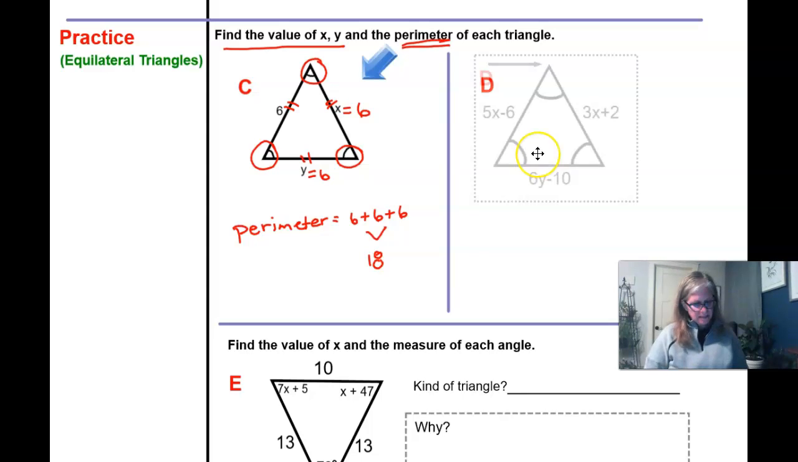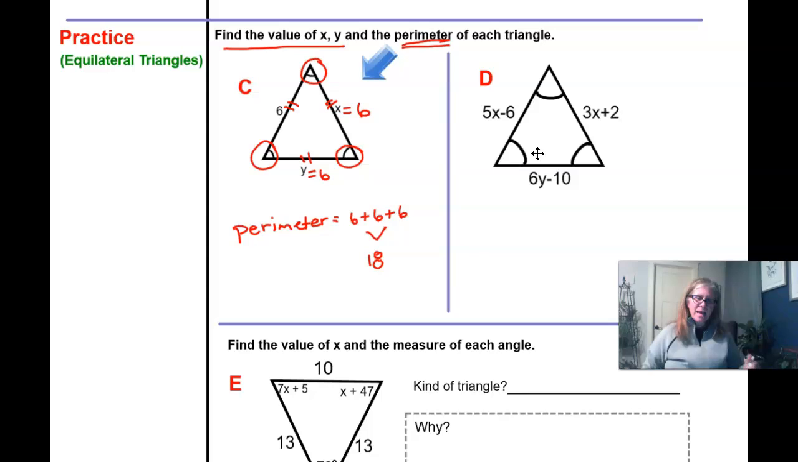All right. Let's look at question D. And this question also, again, has the equal angle marks in all of the corners. I have this mark right here, and this mark right here, and this mark right here. They are all the same. And so that tells me that this side and this side and this side are all the same.